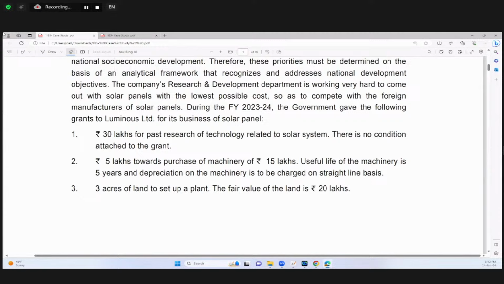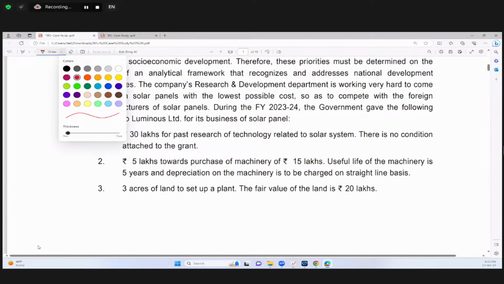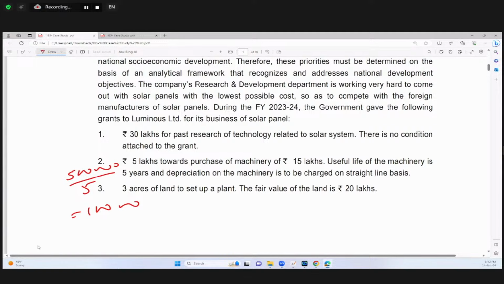So in that case, if the grant is for 5 lakh rupees and the useful life of the machinery is 5 years, so 5 lakhs divided by 5 years, every year 1 lakh will be recognized to the profit and loss account. This is the first method where you are recognizing the total 5 lakh as deferred income, and out of this deferred income you are transferring 1 lakh every year to the statement of profit and loss. Okay. So this is the first method.